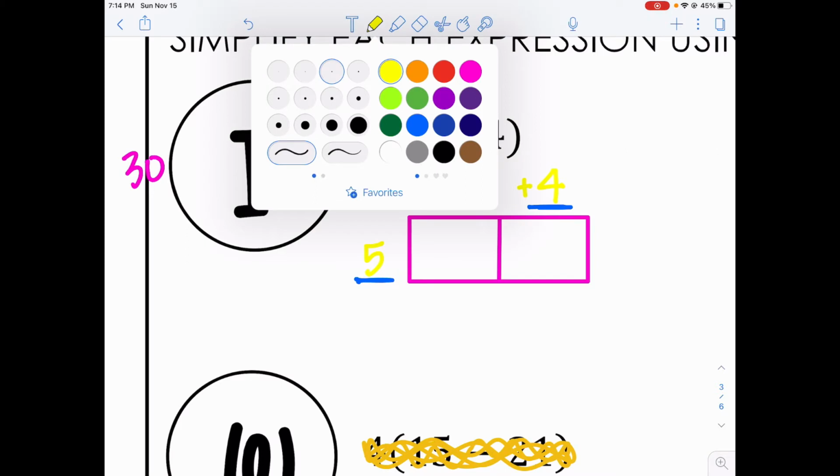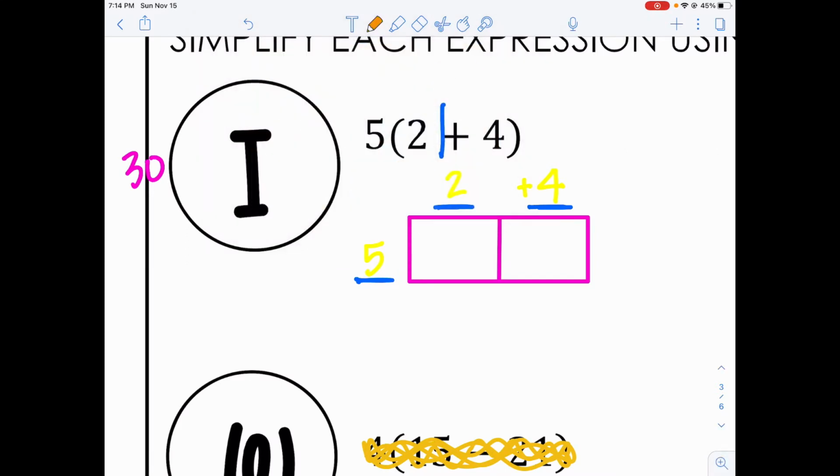Now, we have to figure out what goes inside the parentheses. And to find what goes inside the parentheses, you simply multiply. So for my first box, I take 5 and I multiply it by 2. 5 times 2 is 10, so 10 goes in my first box. Multiplying to get what goes inside the second box, it's 5 times a positive 4. A positive times a positive means my answer is going to be a positive, so I'm going to put a plus, and then 5 times 4 is 20.